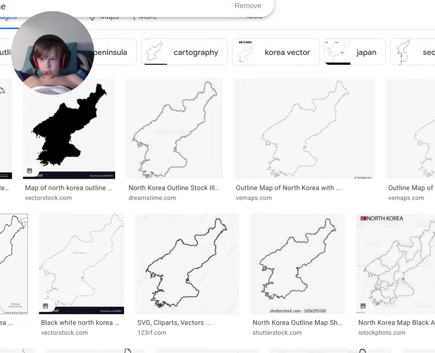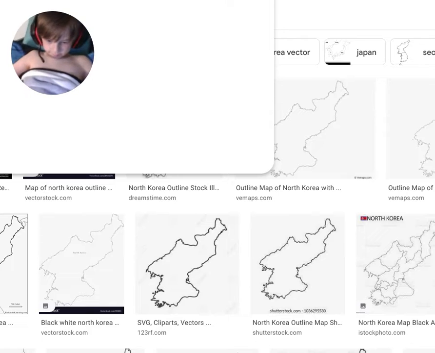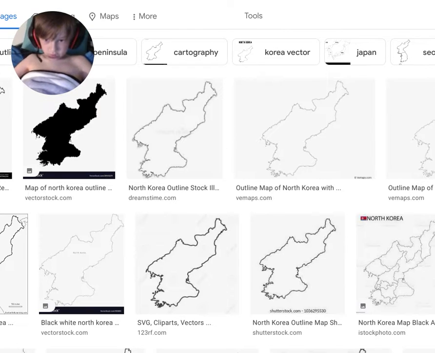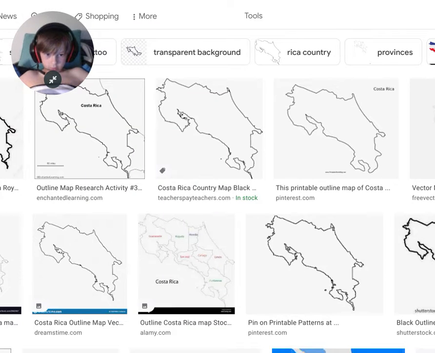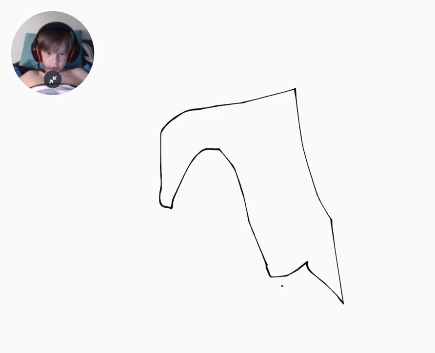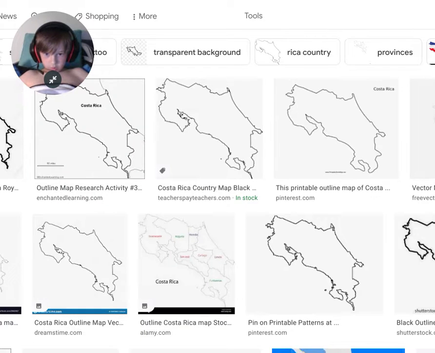Please reveal the outline of Costa Rica. Yeah, I got this. I got it. Yeah, I feel like we won. It's just, what the heck is this? Okay, I feel like we just missed this. So we basically did it. Okay, so we got a point.